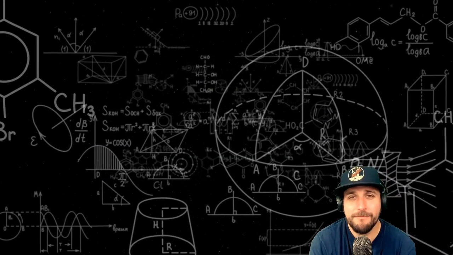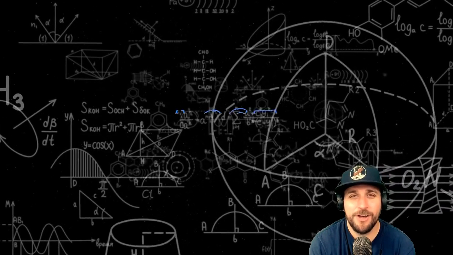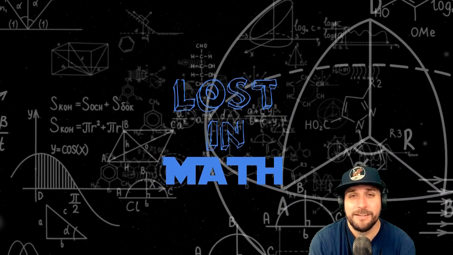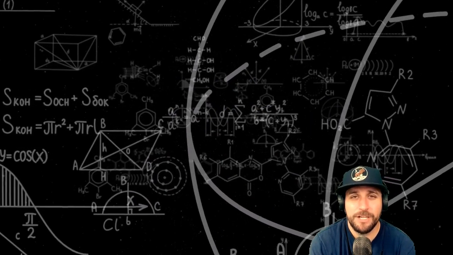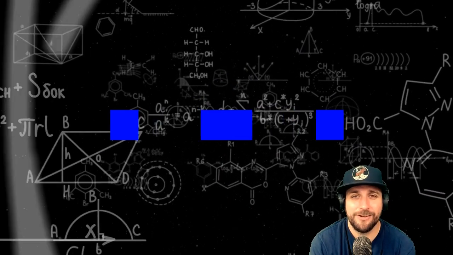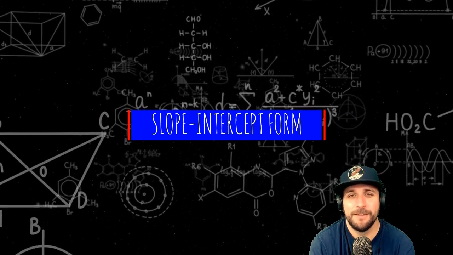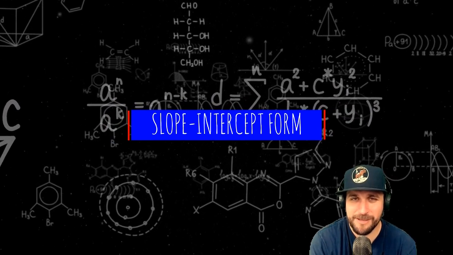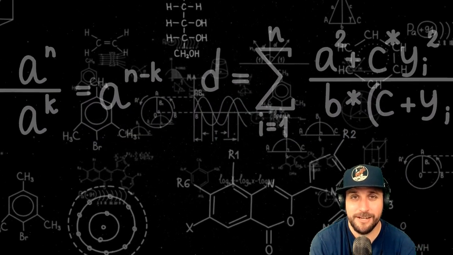Hi everybody, I'm Mr. Wheeler and welcome to another episode of Lost in Math. Today we're continuing our work on the coordinate plane and learning about slope-intercept form. We're not actually learning about slope-intercept form for a few minutes, so forget I said anything.